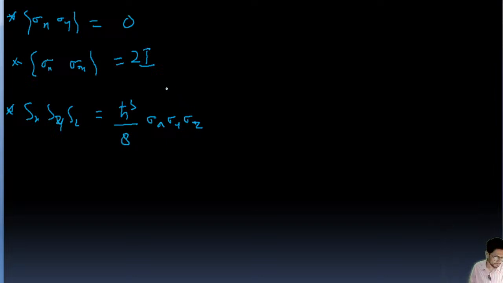Anything remaining? This one is very important: sigma x into sigma y is iota sigma z, guys. And similarly sigma y into sigma z equals iota sigma x. And one most important property, you will get questions from here.